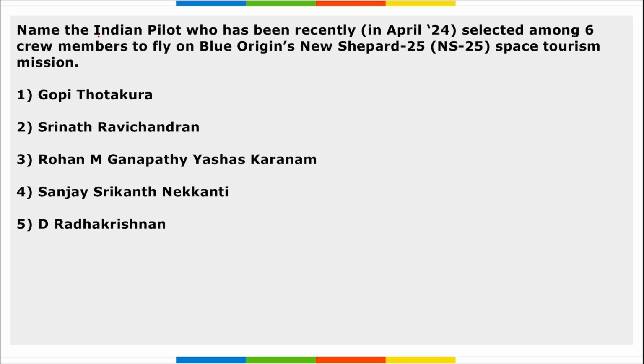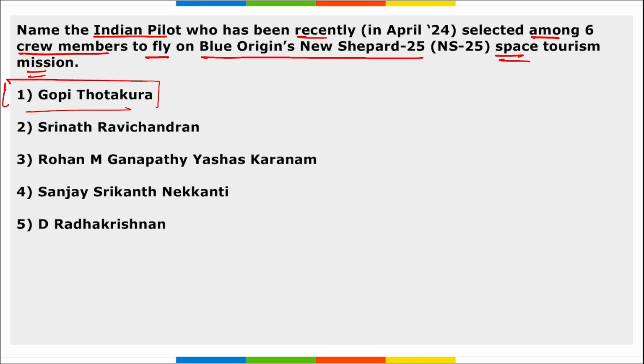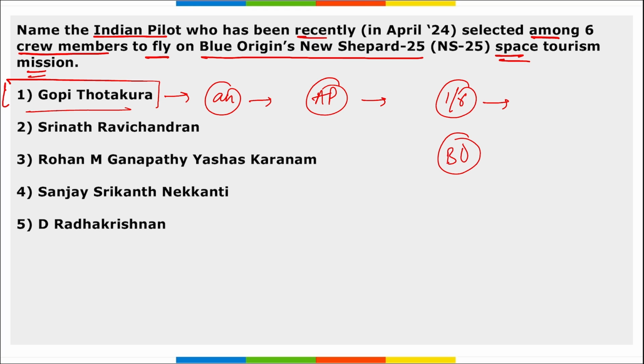Next, name the Indian pilot who has been recently selected among 6 crew members to fly on Blue Origin's New Shepard 25 space tourism mission. It is Gopi Thotakura. He's an entrepreneur and a seasoned pilot from Andhra Pradesh, and he is one of the 6 crew members who have been selected for Blue Origin's New Shepard space tourism mission.